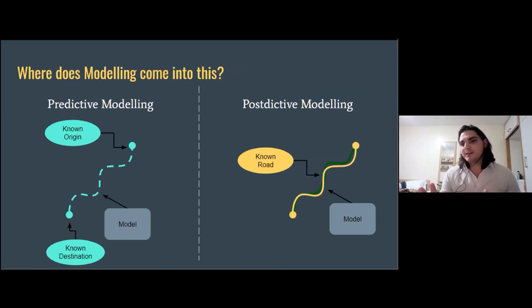So maybe you're wondering, where does modelling come into this? Before discussing in detail, I thought it'd be worth exploring modelling the roads more generally. There are two main approaches when modelling roads. The predictive on the left, which involves using a model to predict an unknown route between a known origin and destination. And the post-predictive, which is where we know where the road is, and we want to explore what factors might have influenced the route of the road.